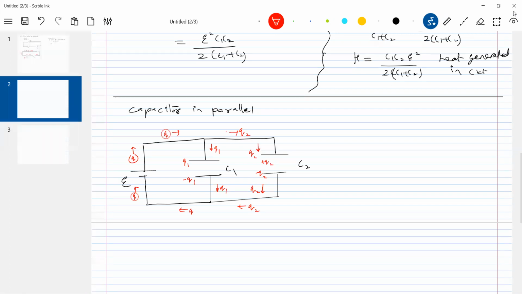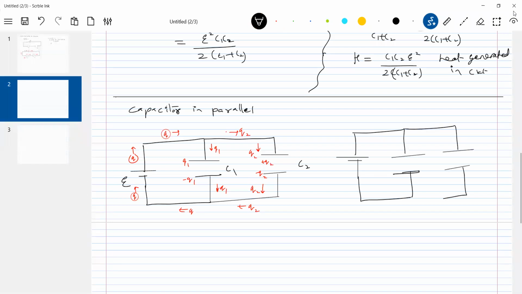Initially, this is a circuit. Without this, the capacitors are uncharged. Let's have this also. Uncharged capacitor. So what is the initial energy? It will be 0.